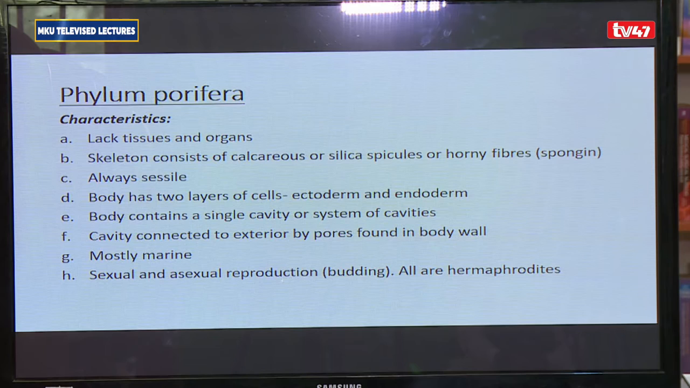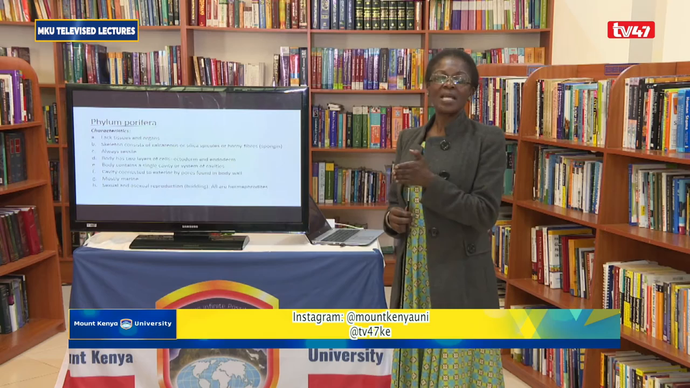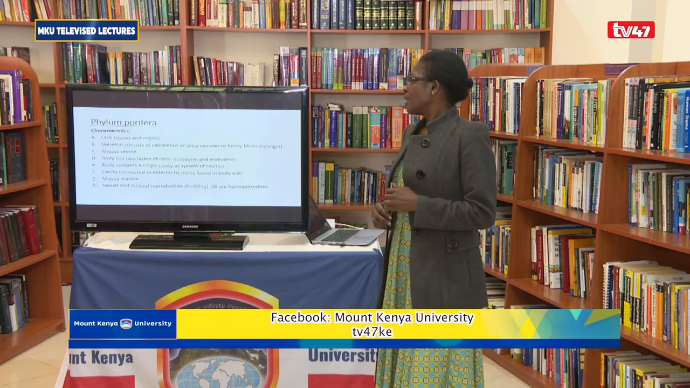Number two, they have a skeleton that is made up of spicules or horny fibers. The spicules can either be made up of calcium carbonate or be made up of silica. If they are made up of calcium carbonate, we say they are calcareous spicules. If they are made up of silica, then we say they are silica or siliceous spicules. For the case of the Porifera, third characteristic, they are sessile, meaning they do not move. They tend to attach themselves on a substratum and do not move.